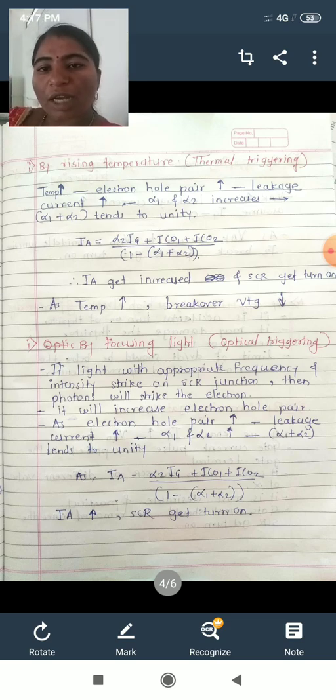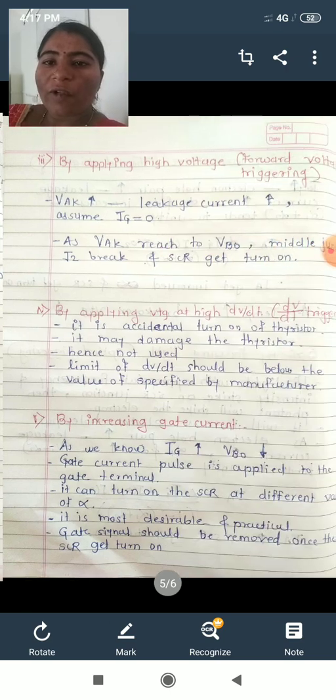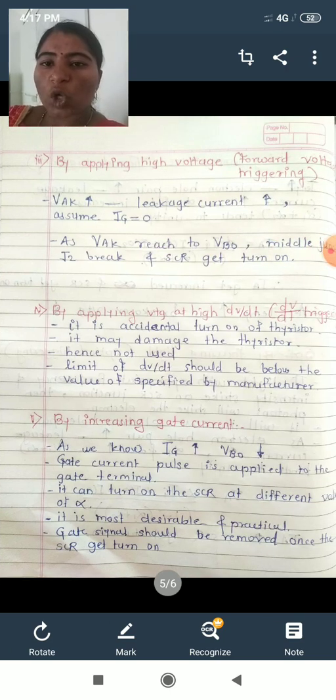As alpha 1 plus alpha 2 increases, the denominator goes on decreasing, hence your anode current goes on increasing. As anode current increases, the breakover voltage goes on decreasing, and your SCR gets turned on. This is the second method, called optical triggering. Now see the third method.